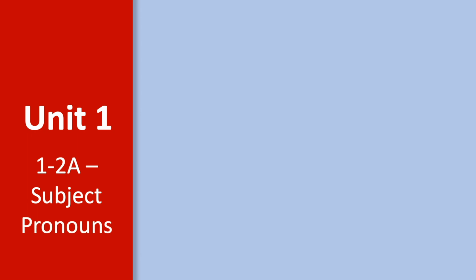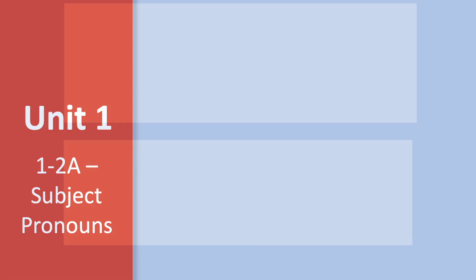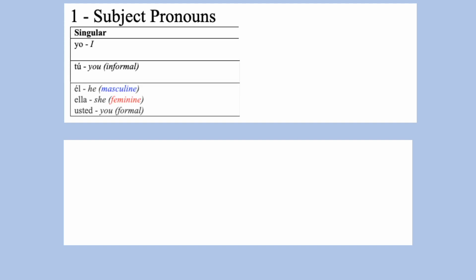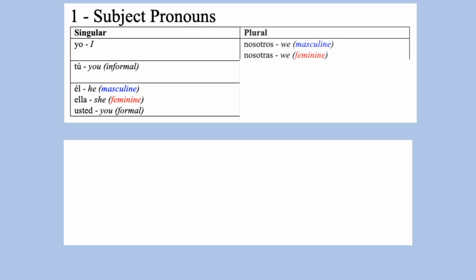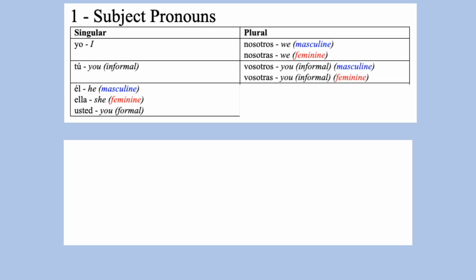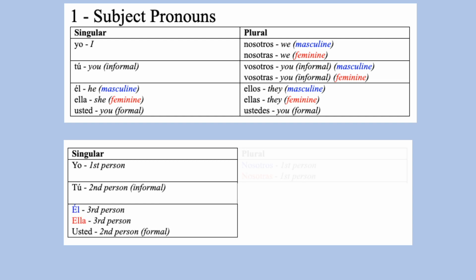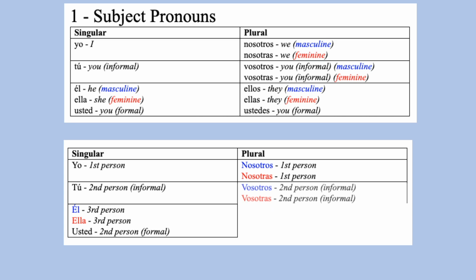Unit 1, Lesson 2a on subject pronouns. The singular subject pronouns are yo, tú, él, ella, usted. The plural pronouns are nosotros, nosotras, vosotros, vosotras, ellos, ellas, ustedes. And you should also be aware of which subject pronouns are first, second, and third person.